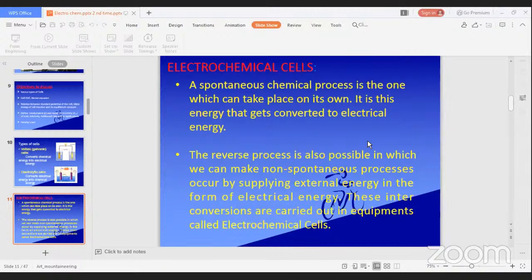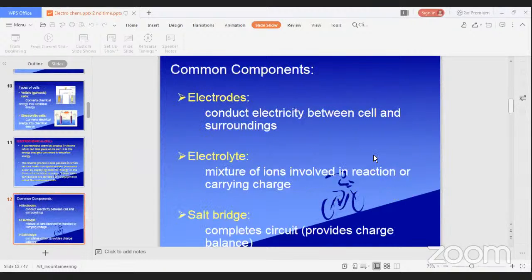So the reverse is called what? Conversion of electrical to chemical is a non-spontaneous process. So some terms are there in the electrochemical process. What are the terms we will see here?